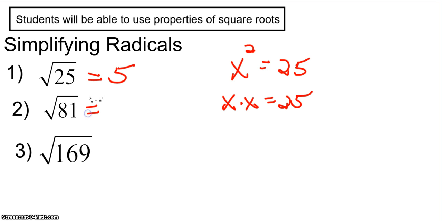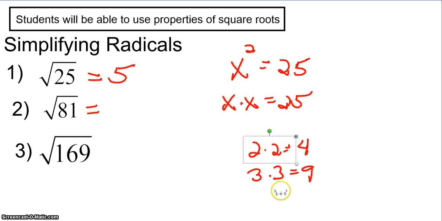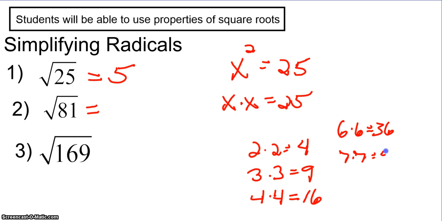Square root of 81. Same thing. What times itself gives me 81? Well, is it 2? 2 times 2 is 4, so it can't be that. 3 times 3 is 9. 4 times 4 is 16. 5 times 5 is 25, we did that here. 6 times 6 is 36. 7 times 7 is 49. And you'll notice that in this case, it'll be 9. I don't put 9 times 9 because I want the square root of 81. In other words, I just want the one number.